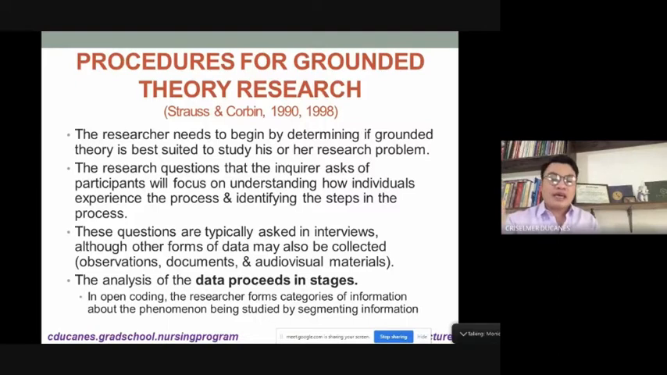Open coding, kan-anay. So in here, the researcher forms categories of information about the phenomenon being studied by segmenting information. So what you would do is you would group similar responses. I-group mo na ang similar responses. Then once you have grouped similar or common responses, you would generate a category. Usually we use mga sub-themes, amo na gina-categorize mo na sila. That's how you would do open coding.